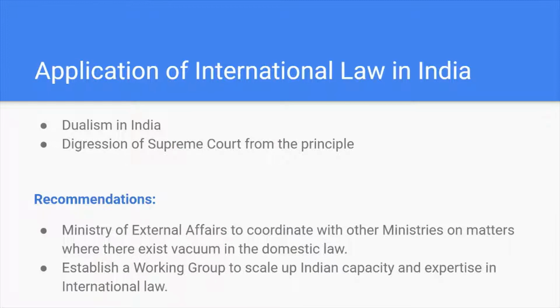So in the light of these differences between the executive and judicial practices relating to international law, certain recommendations have been made. The Ministry of External Affairs is required to coordinate with other ministries on matters where there exists a vacuum in domestic law. So it happened in the Vishakha case where no law existed on sexual harassment of women at workplace, and similarly ministries need to come together to find out more such areas where there exists a vacuum. Also, there is another recommendation that a working group should be set up so that Indian capacity and expertise in international law can be improved.